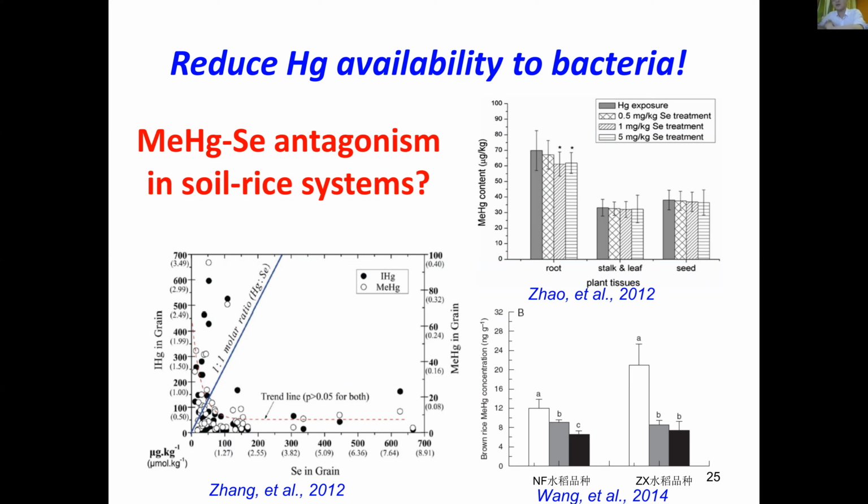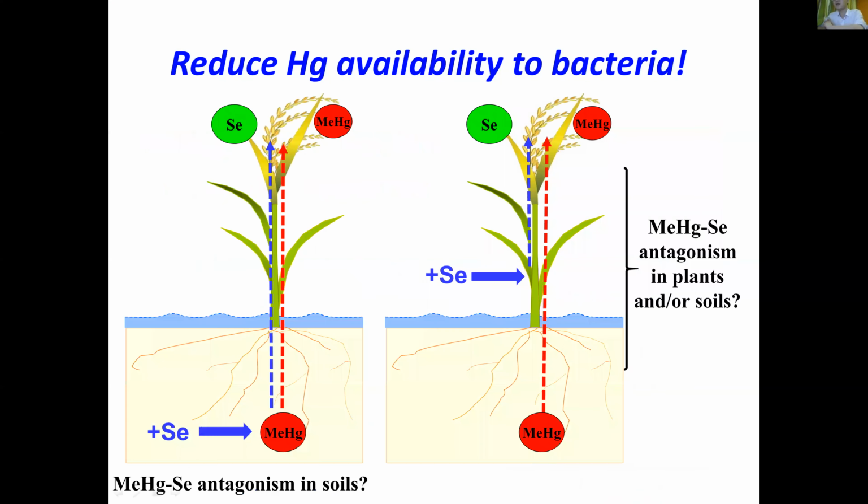Actually, the reduction of methylmercury concentrations in rice plants could be due to two reasons. The first, it may be because of the interactions between methylmercury and selenium within the rice plants, which inhibit the transportation of methylmercury from other parts of the rice plant to the rice grain. So this is the first hypothesis, which is called the in-plant methylmercury-selenium antagonism.